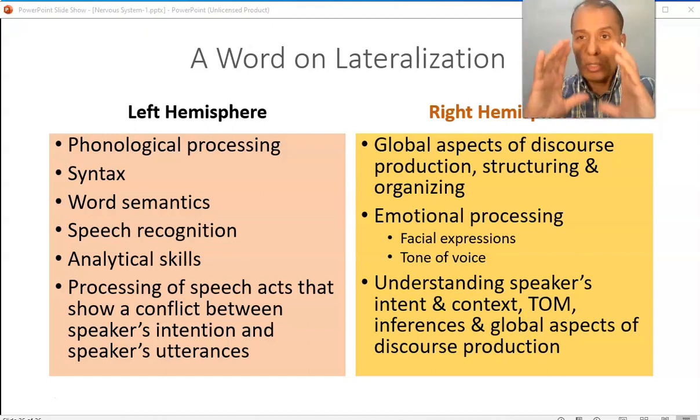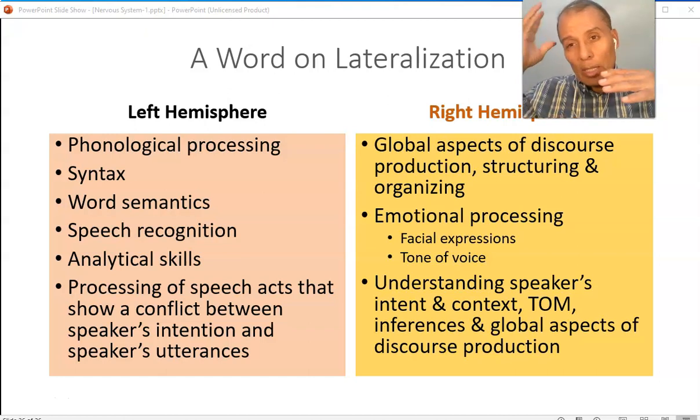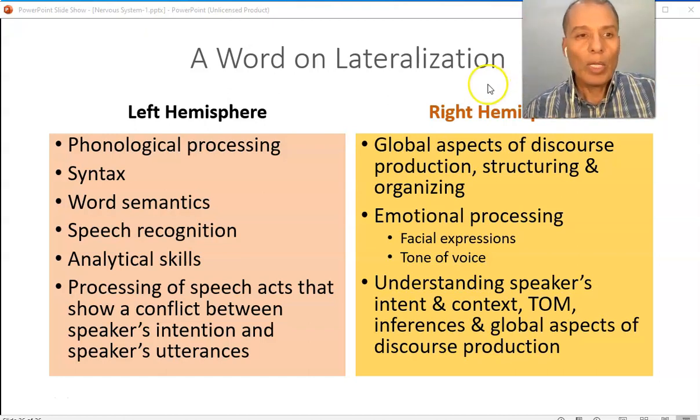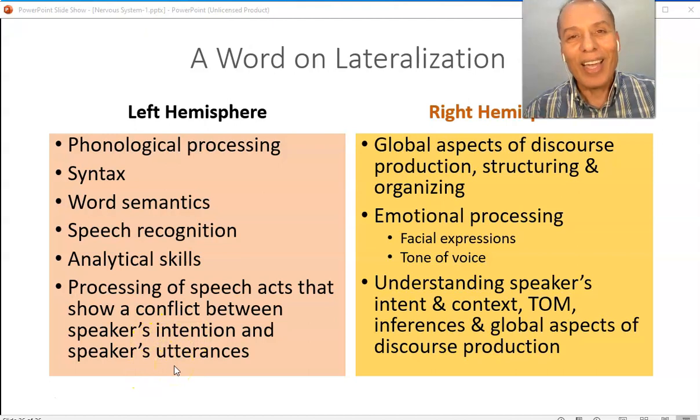Reading a paragraph, you look at it as a unit and you extract the idea or theme out of that unit. But the individual pieces are processed in the left hemisphere. Anything that goes inferential, it goes beyond or between the lines, it is right hemisphere function. So left hemisphere has syntax, word semantics, speech recognition, analytical skills, and processing of the speech acts that show a conflict between speaker's intentions and the speaker's utterances. That is, it means lying.